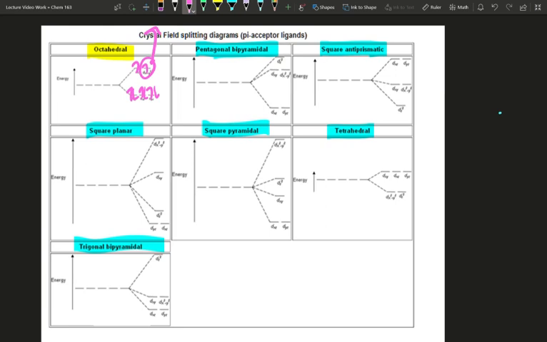Such a situation is going to go to a much higher orbital, and so that's going to be a high energy transition, probably beyond the visible range. But if we have fewer electrons in our system, well, then it's possible for our electrons to jump up just within the d orbitals. This is a much lower energy transition and often can fall in the visible light range.